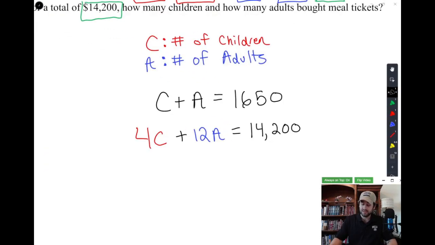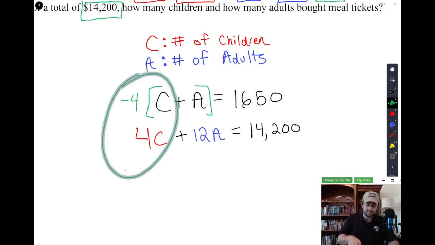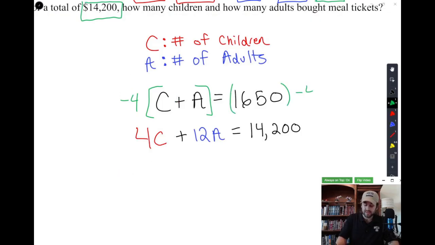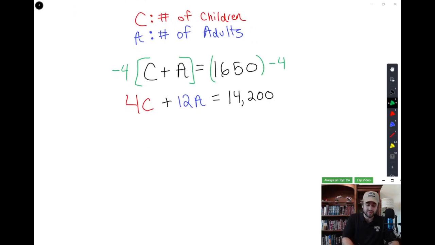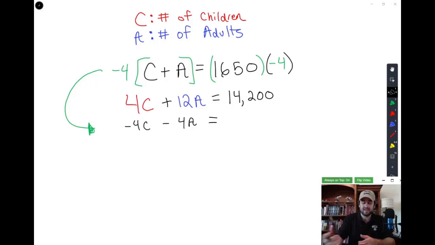Sure, let's go ahead and just do it. What's going to make these terms cancel? It looks like if I multiply this by -4, those first two terms can cancel. And so that's what I'm going to do to both sides. I'm going to say my new line, if I'm just rewriting this line with the distributive property, is -4c minus 4a equals, what is 1,650 times -4? Let's see, 1,650 times 4 is 6,600. And it's negative because -4 was multiplied.